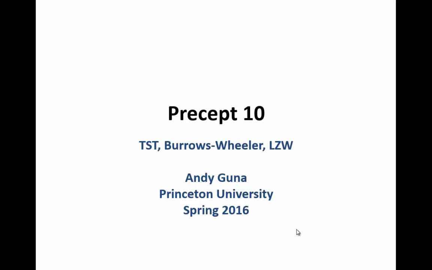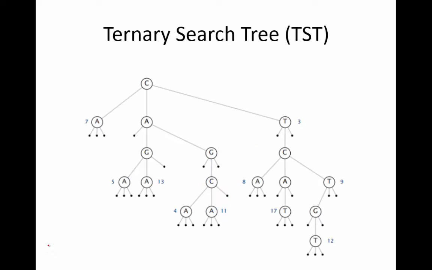In this precept, we plan to cover TST, ternary search trees, Burrows-Wheeler, and LZW. So we start with TSTs. The first problem is about a given TST.